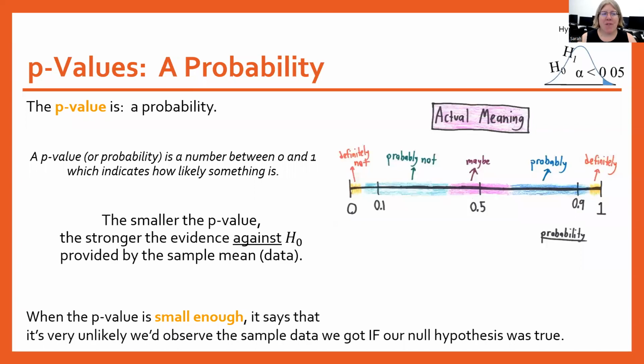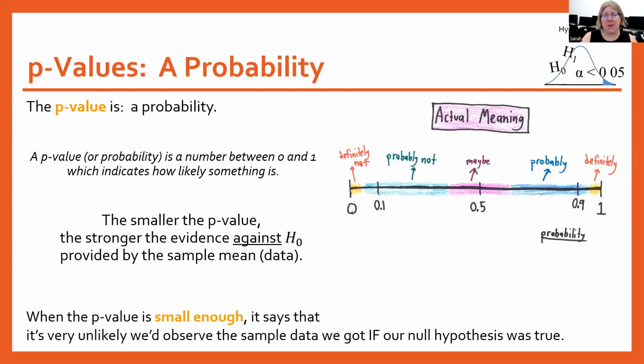The probability that we find using our test statistic is known as a p-value. A p-value, or probability, is a number between 0 and 1, which indicates how likely something is. The closer it is to 0, the less likely it is. That means the smaller the p-value, the stronger the evidence against the null hypothesis that's provided by our sample mean and our sample data.